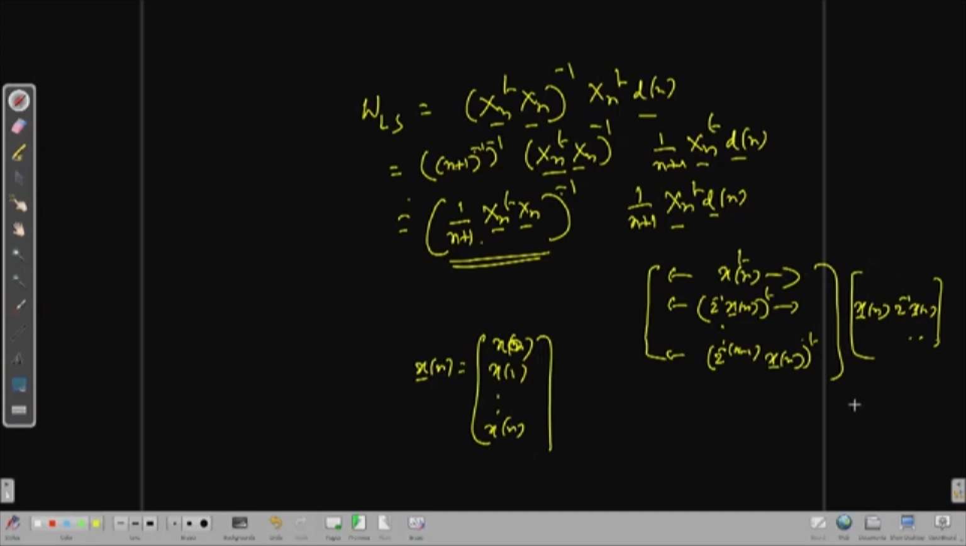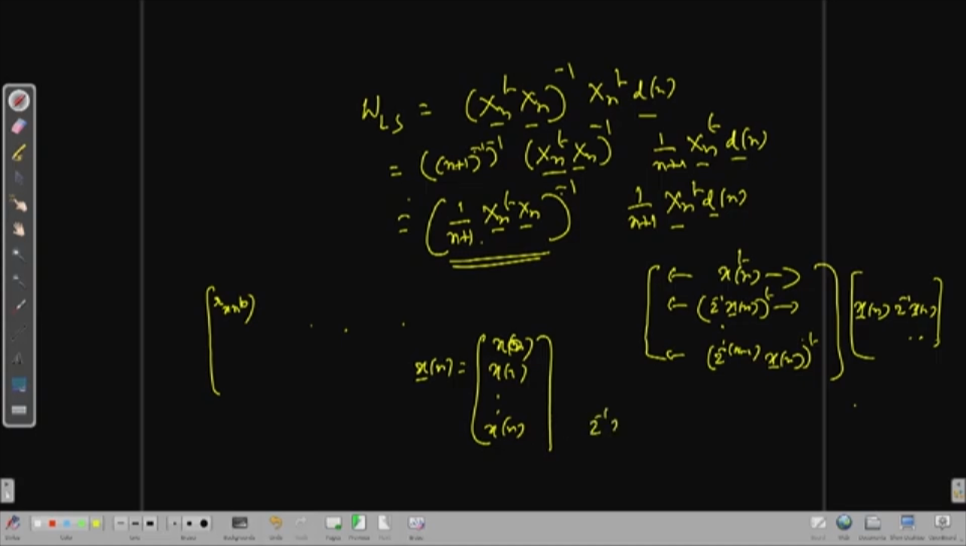Xn transpose into xn means your x0, this is a row vector, so it becomes x0 into x0, x1 into x1, x2 into x2, like that. So x0 square plus x1 square plus x2 square dot dot dot up to xn square. Sum and then divide by the number of terms, n plus 1. So this matrix's first row first column, with 1 by n plus 1, will be close to Rx0. Then xn transpose, next guy.